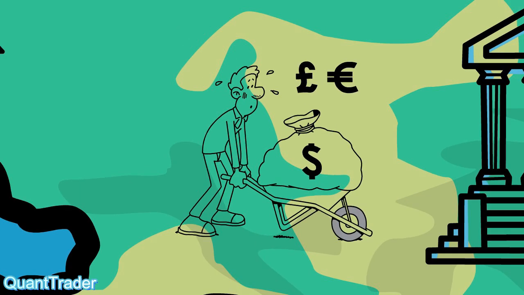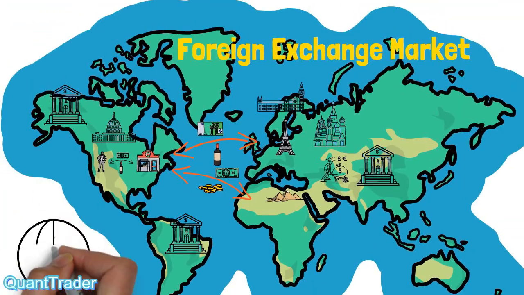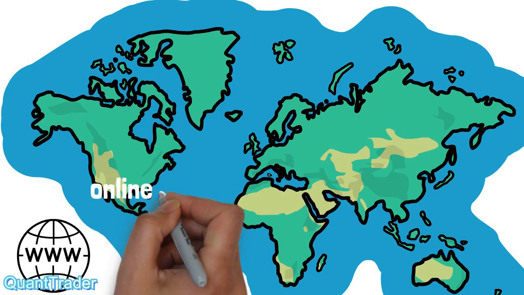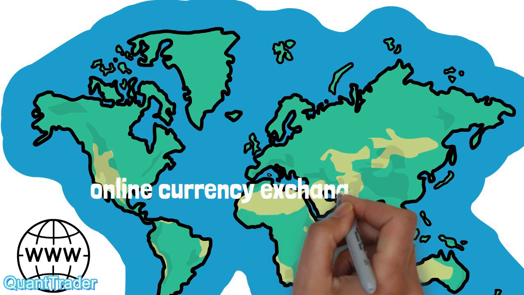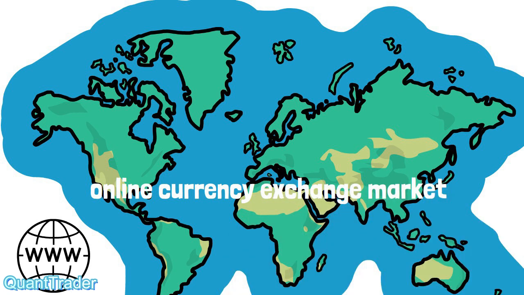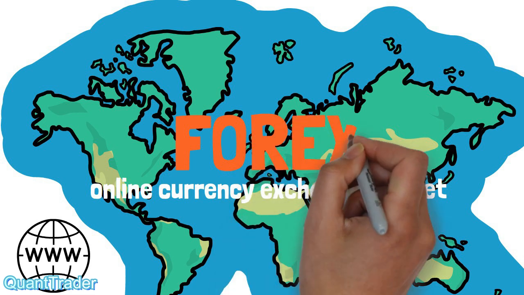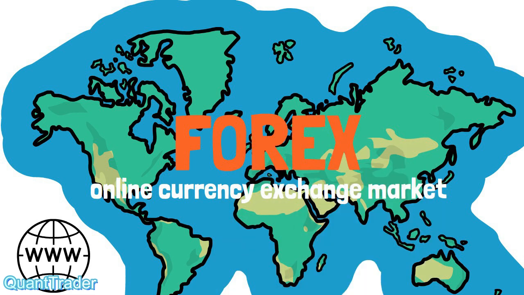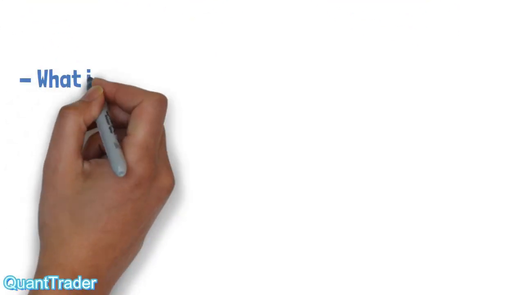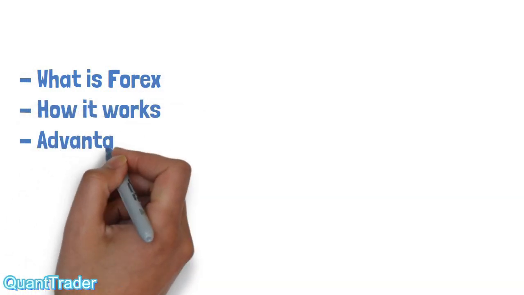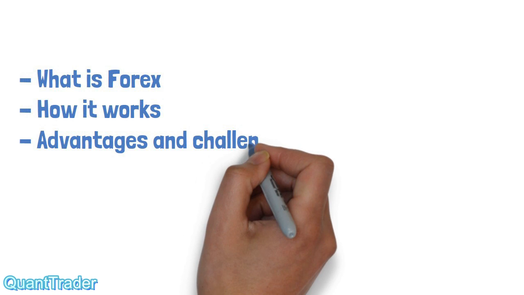That's why in the early 70s, as soon as the internet appeared, the Forex online market was created. The biggest international banks organized the international online currency market, which we now call Forex. So since then, Forex is a global online market accessible to anyone with an internet connection. In this video, we'll be taking a closer look at what Forex is, how it works, and the advantages and challenges of trading in the Forex market.